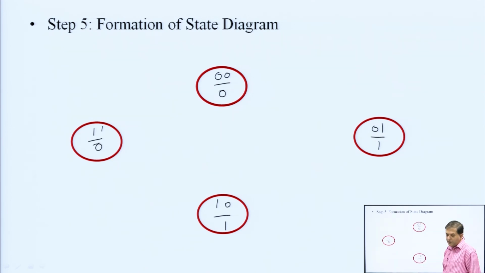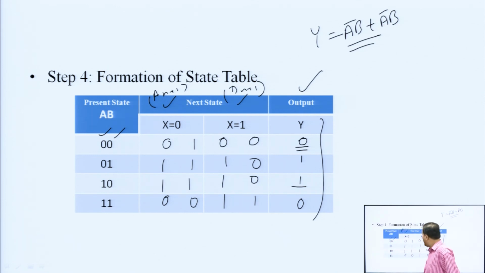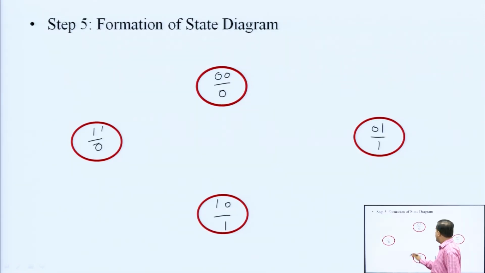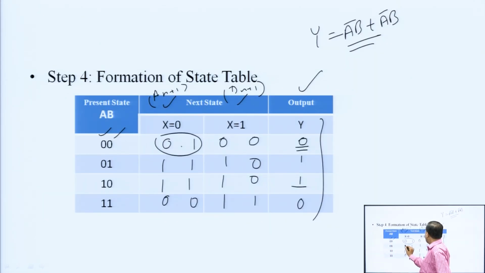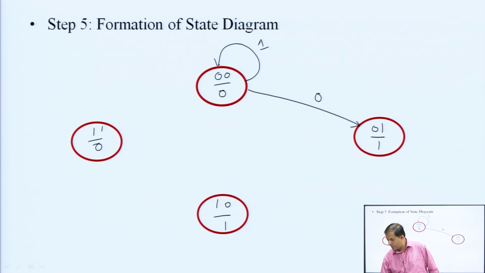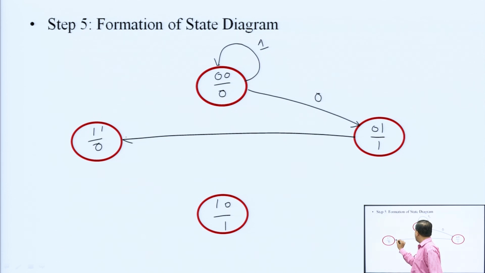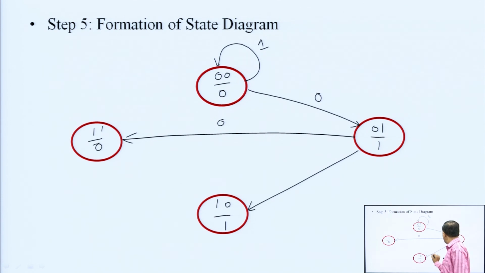Okay. Now, the transitions. From 0 0 the next states are 0 1 and 0 0. So, for 0 it stays at 0 0 and for 1 it goes to 0 1, clear. Okay. Next, for 0 1, the next states are 1 1 and 1 0. So, for 0 it is going to 1 1 and for 1 it is going to 1 0.